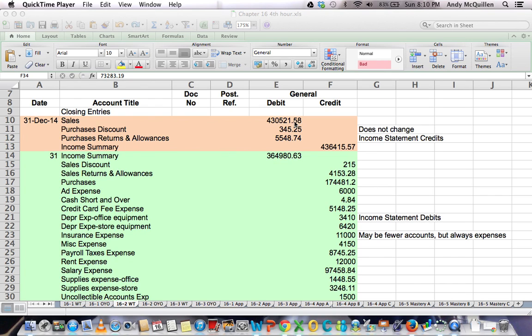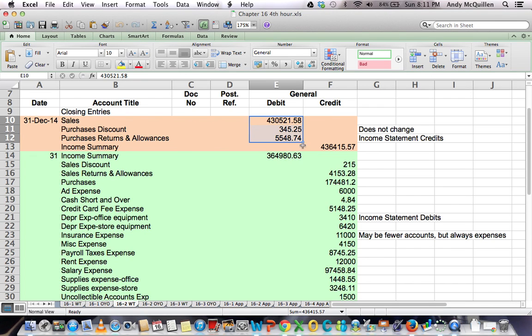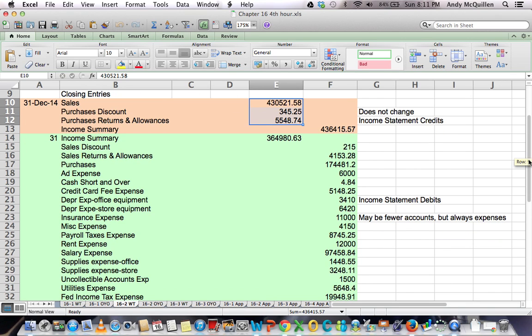So we're going to close accounts with credit balances. Now remember, when we close things, we have to do the opposite to make it zero. So sales, purchases discount, purchases returns and allowances are all debited. And the sum of those three numbers is going to be put in the income summary. Income summary comes back again. Okay, so we get a total of $436,415.57.